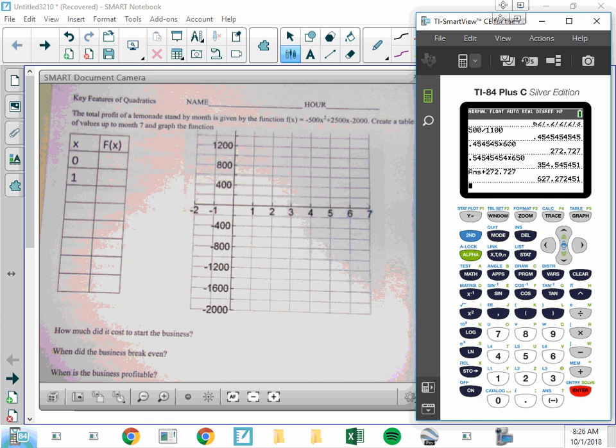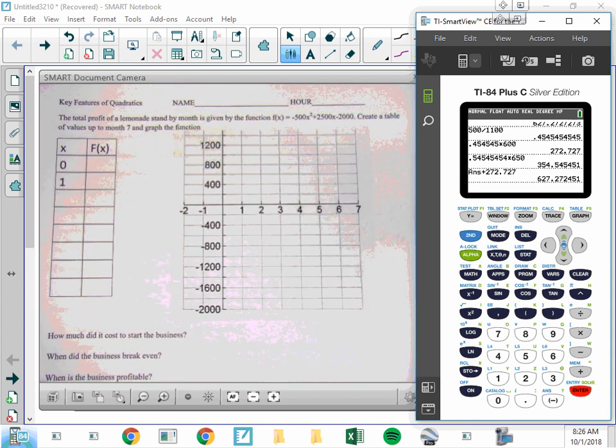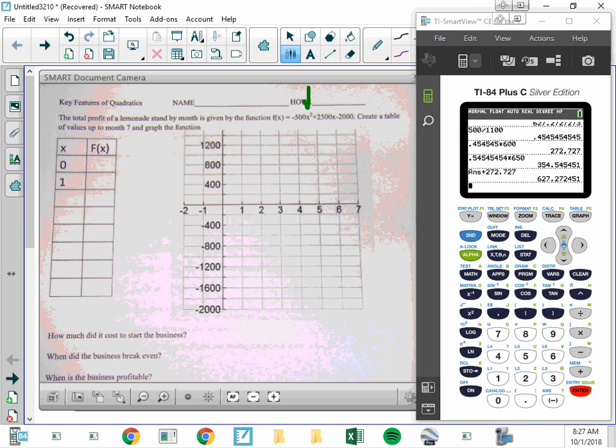The total profit of a lemonade stand by month is given by this function f of x. Create a table of values up to month 7 and graph the function. So how am I going to figure out how much the lemonade stand has profited at month 0? Plug 0 into the x. And 0 is actually really easy. What happens when you plug a 0 in there? Turns into 0. And right there, also 0. And then I get negative 2,000.